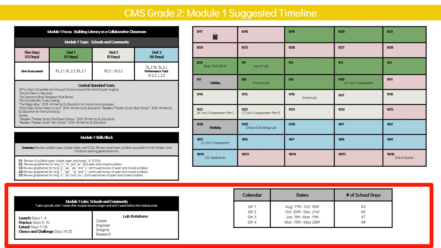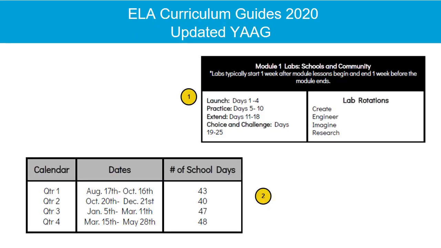Now we will look more closely at the bottom section of the year at a glance. The first box provides an overview of the Module 1 labs. The second box gives you a reminder of the school calendar dates for planning purposes.